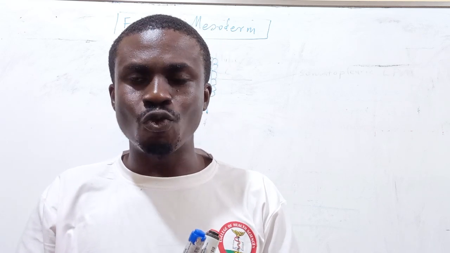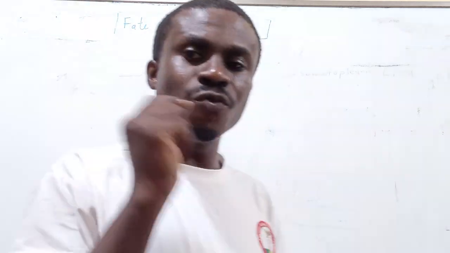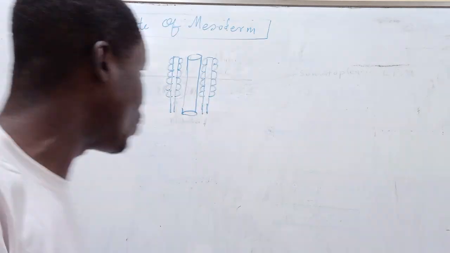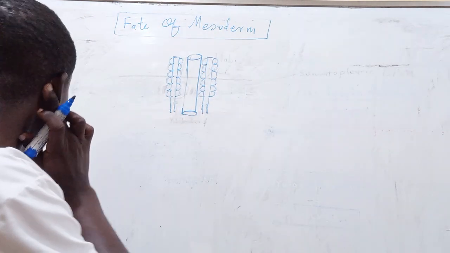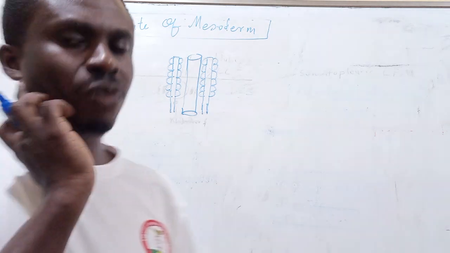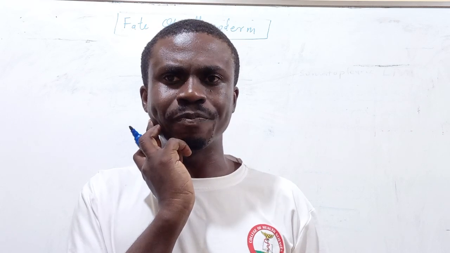And my friends, how many do we have of these primitive somites? Your answer will be 42 to 44 pairs of somites. Yes, 42 to 44 pairs of somites. So the primitive somites, which I want you to put down, will be 42 to 44 pairs of somites. That's one thing I want to put inside you.